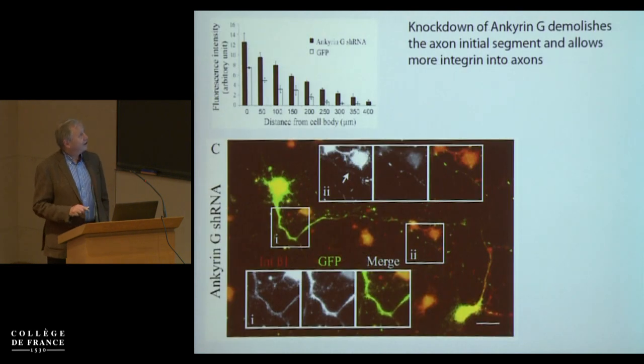So what happens if we knock down ankyrin G in our cortical neurons? Does that allow integrins to enter the axons? Does it allow them to grow? Well, a bit is the answer.